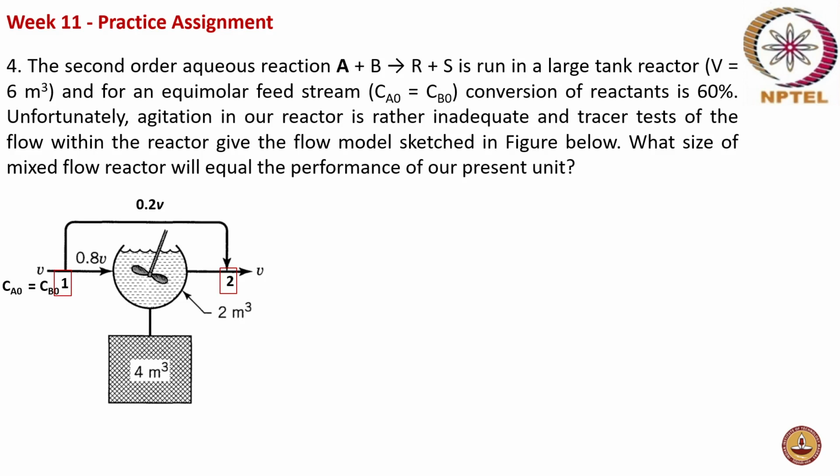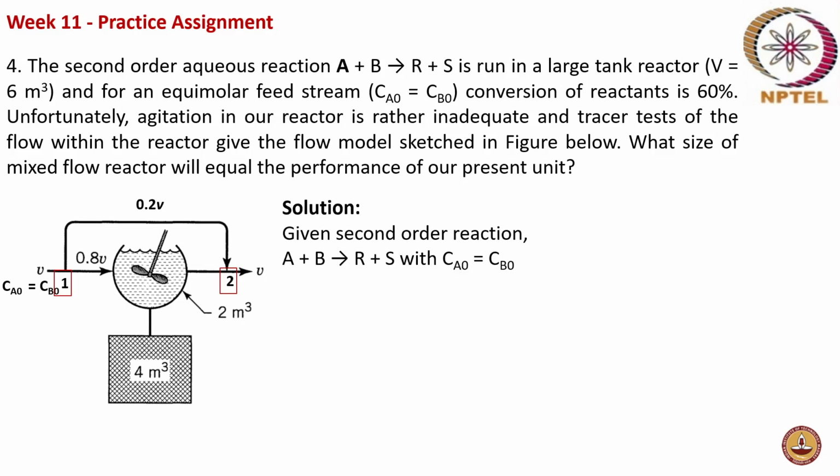Now let's proceed with how to solve this question. Given a second order reaction, A plus B gives R plus S with Ca naught equal to Cb naught, we can consider the reaction rate minus Ra equal to K into Ca square. Because Ca naught is equal to Cb naught, we can consider Ca equal to Cb. So A plus B can be taken as 2A gives R plus S also. That is why you have minus Ra equal to K into Ca square.